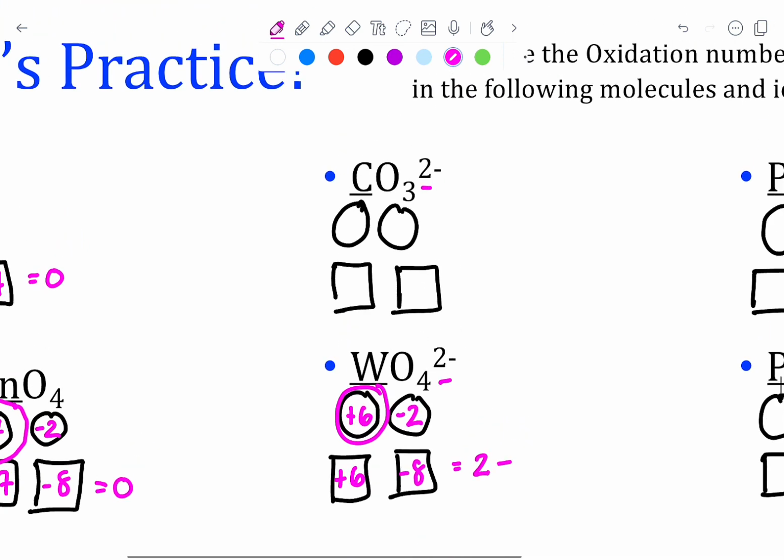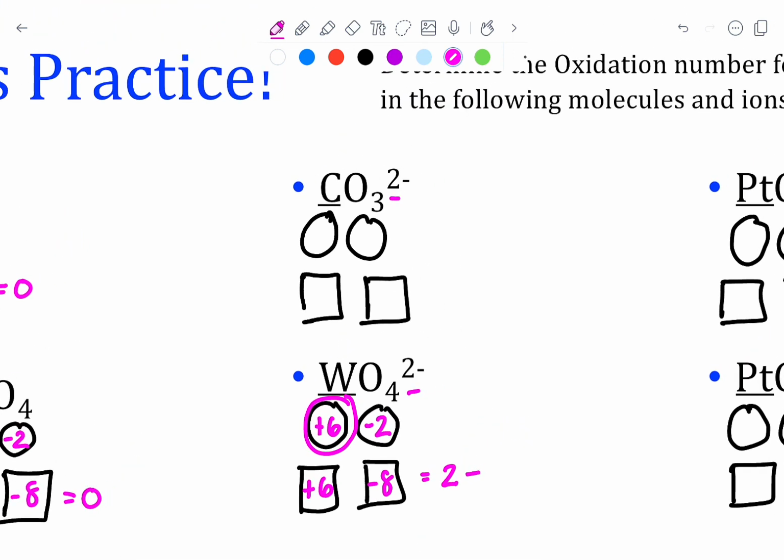Our next example is the carbonate ion, CO3 2-. We know oxygen is always going to be -2. There's 3 of them for -6. This has to equal -2. So we need carbon to be +4. There's only one carbon, so its oxidation number is +4.